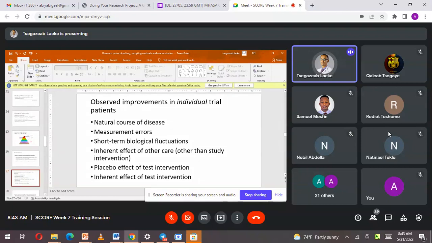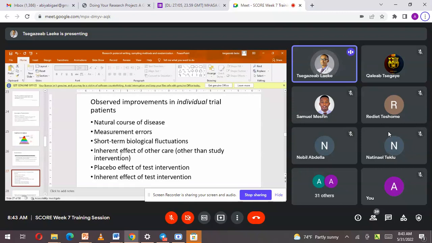Observed improvements can be due to the natural course of disease or measurement errors. Let's say in the ward you have a wrongly calibrated weighing scale. That might give you underweight patients, right? Those are measurement errors. Similarly, short-term biologic fluctuation. It might be the natural course of the disease that patients might have a recovery for some time.